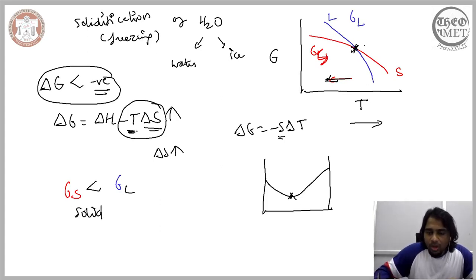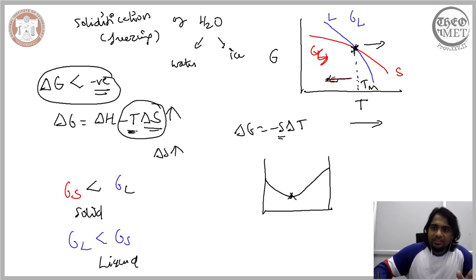However, when you move away from this point, the Gibbs free energy of the liquid is less than the Gibbs free energy of the solid. So therefore it is the liquid that is stable beyond this point. So what essentially we have captured here is the melting point, and below the melting point it is the solid that is stable, and above the melting point it is the liquid that is stable.